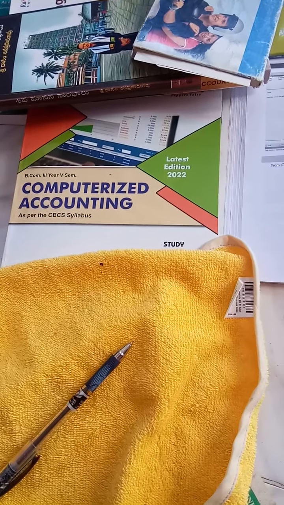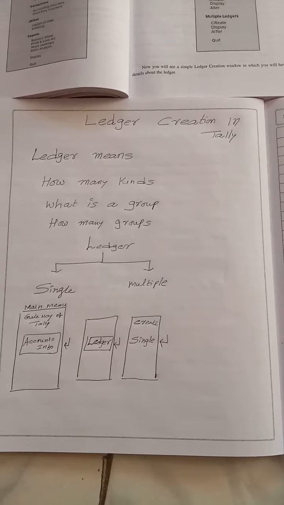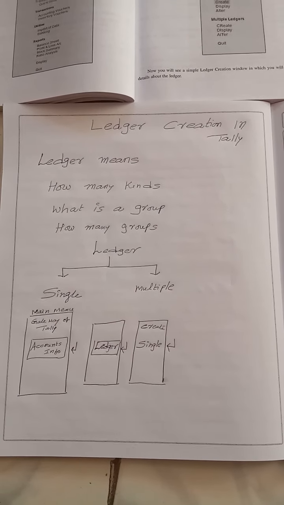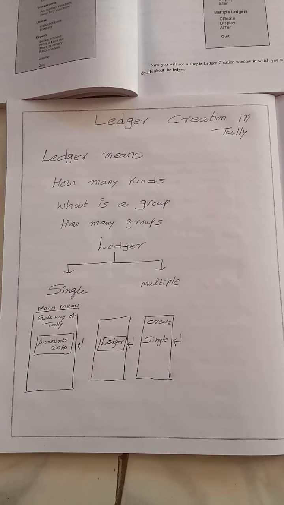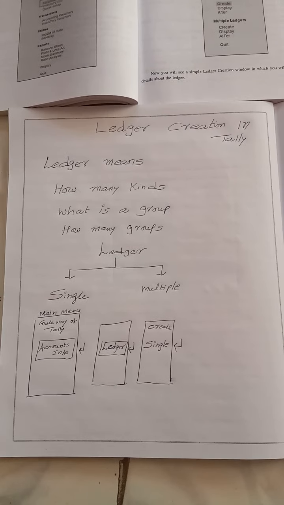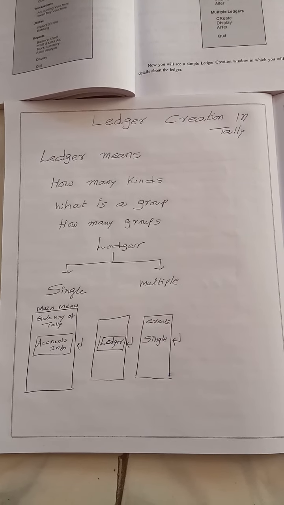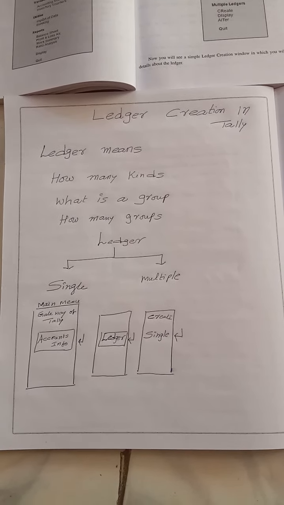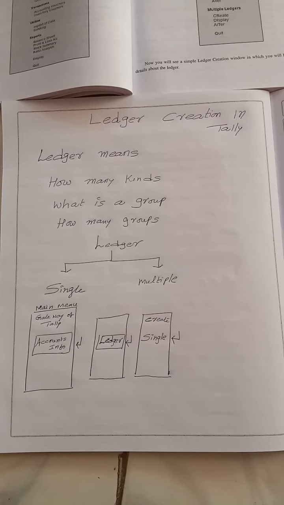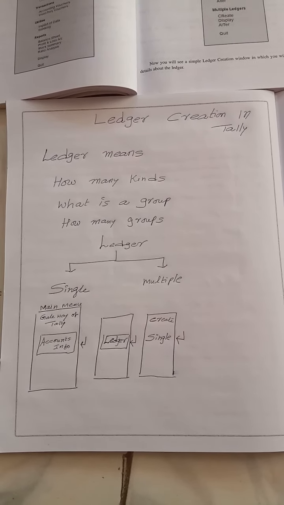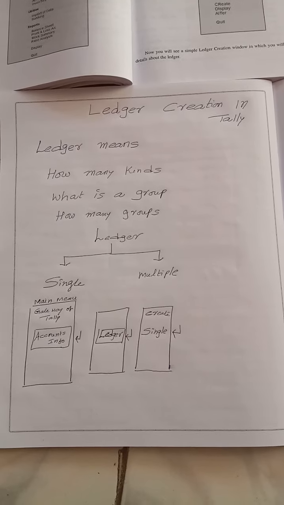Welcome, my dear students. In Tally ERP 9, first of all, after creation of the company, what we have to do is we have to create ledger. Ledger is a kind of set of all kinds of accounts like personal and impersonal accounts. It may be like capital account and furniture account and salaries account, dividend received account, commission received account, whatever it may be.